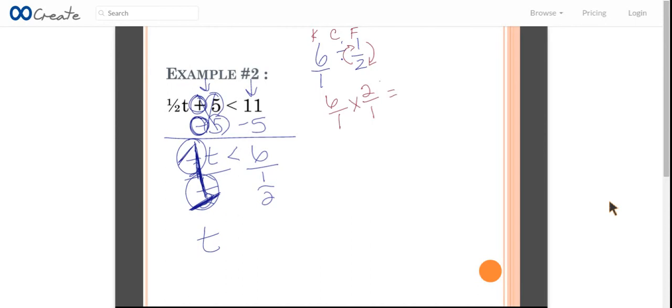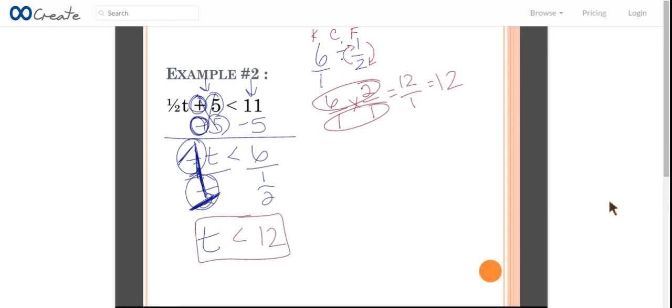So now I can multiply like normal. 6 times 2 is 12. 1 times 1 is 1. 12 over 1 gives me 12, because 12 divided by 1 gives me 12. So t is less than 12.